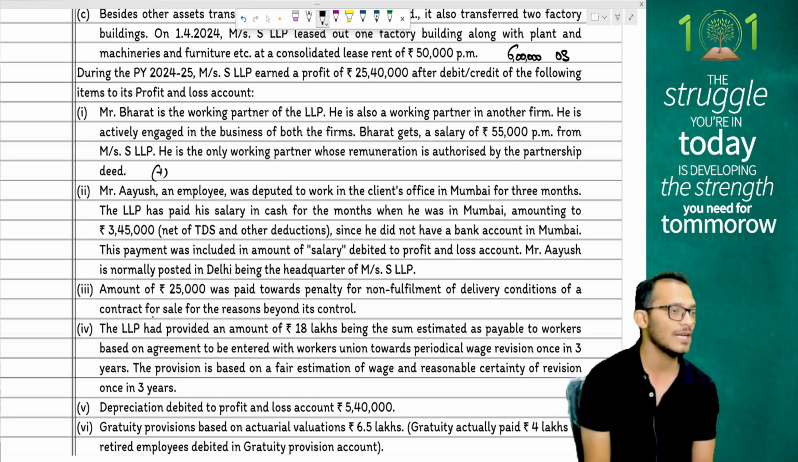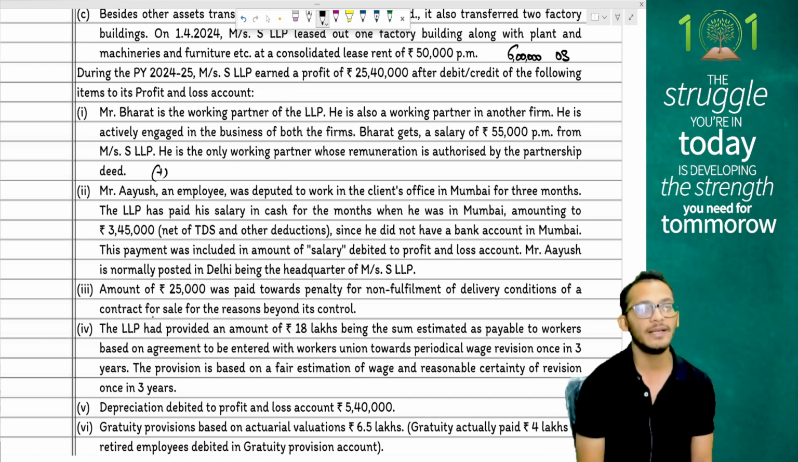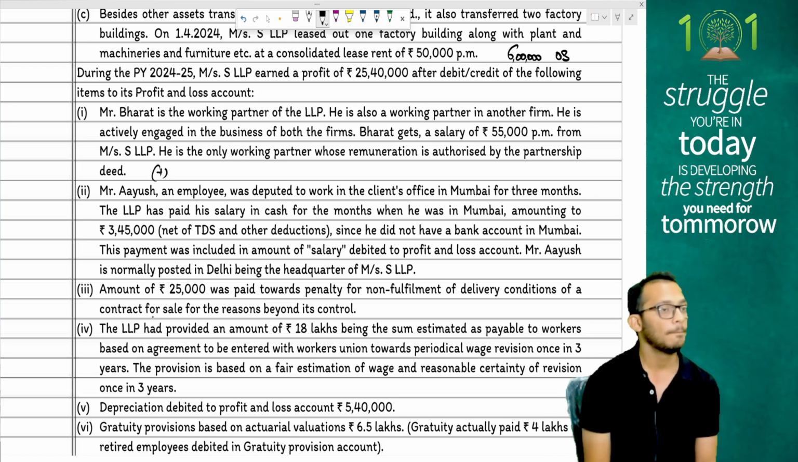People, this is a payment of cash. So this is 48.3. Now for those who remember 48.3, it is an exception to the rule. The rule says if you have been deputed in a location other than your base location for more than 15 days and you don't have a bank account in that state, you will be allowed payments in cash.